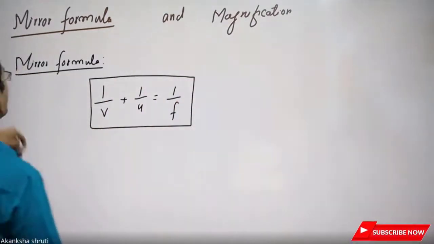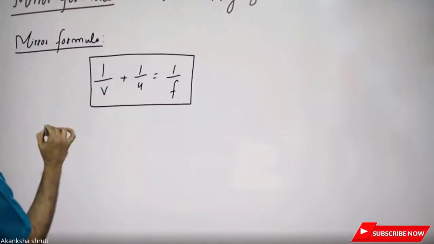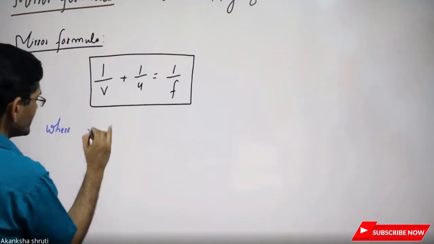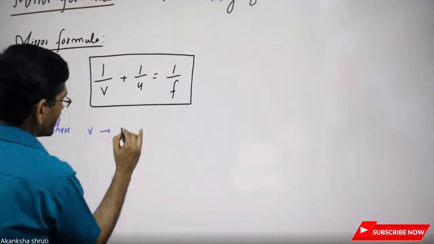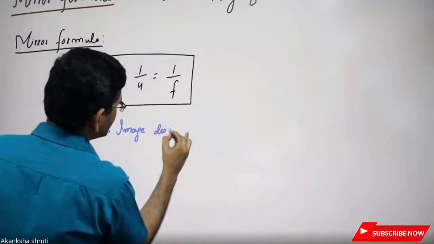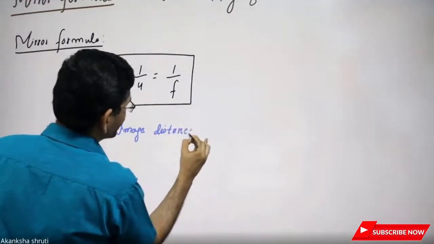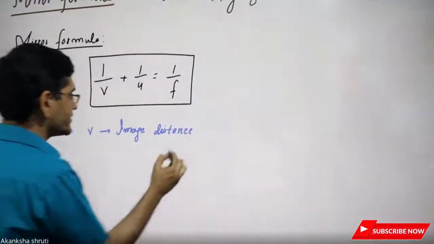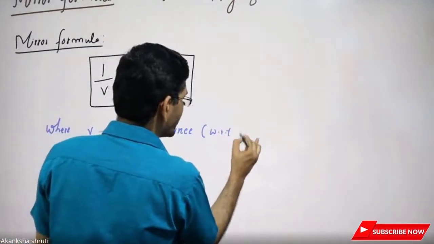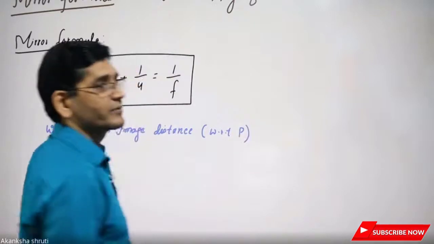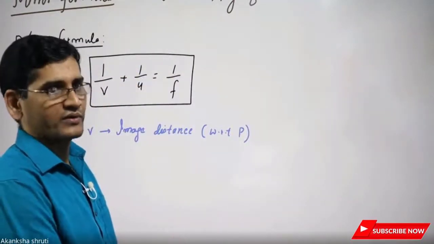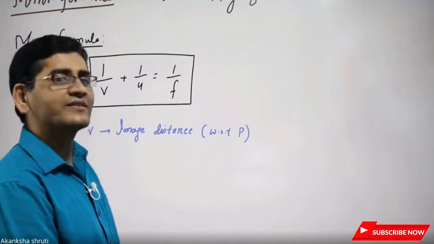Derivation is not required here, but what are the symbols? The symbols that we were using earlier, the same thing. V denotes the image position or image distance. Students, keep in mind, image distance means what? This image distance is with respect to pole. It is important, student, because all these distances we are measuring with respect to pole, just like I explained in the sign convention.